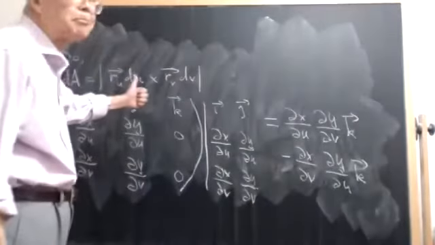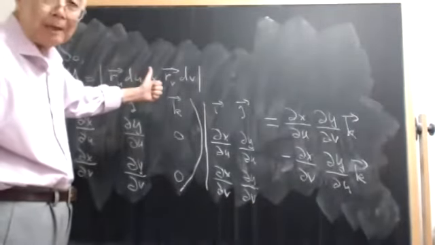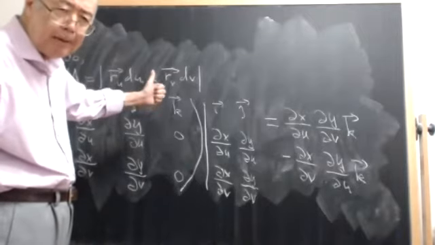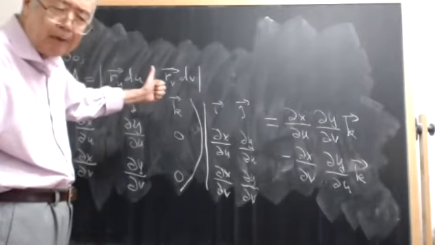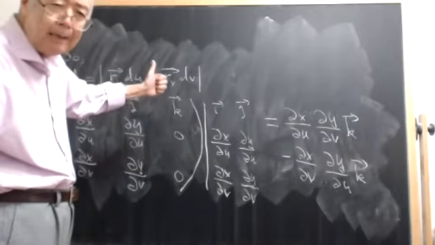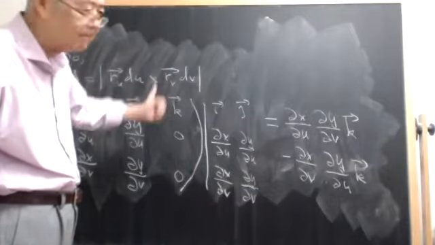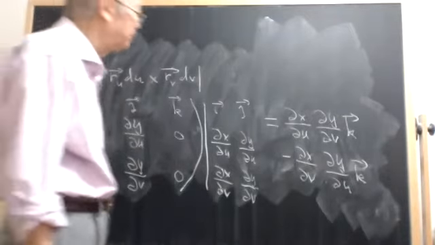which we expect already. The cross product is a vector perpendicular to the plane determined by the two vectors. Okay.